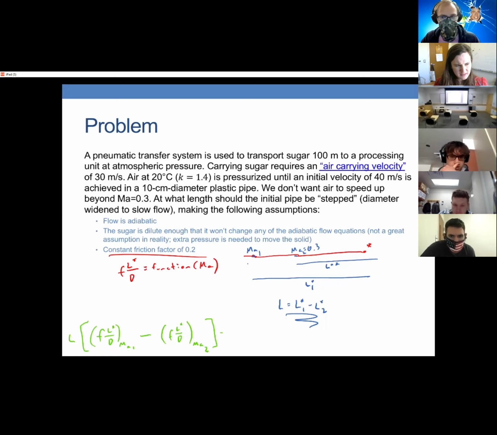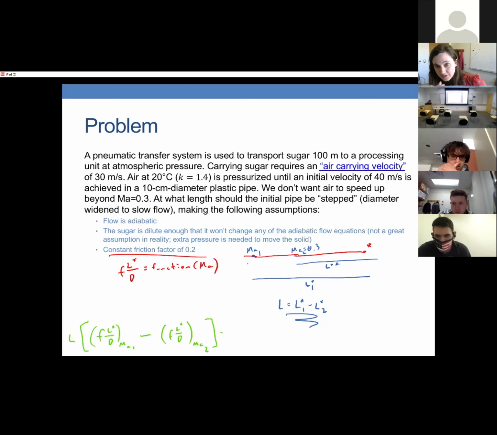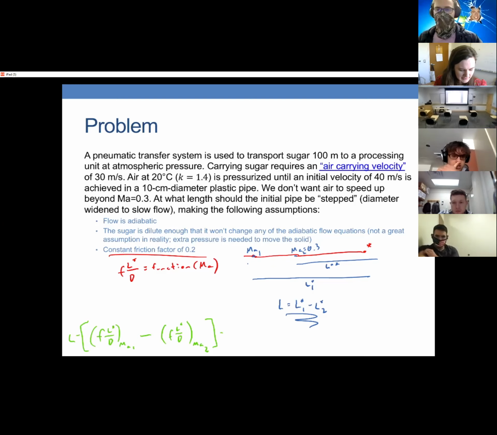Okay, all right, so we just took FL over D minus FL over D, which you can calculate out from the Mach numbers. What do I multiply this by to get the length? I was just multiplying by diameter over friction factor. Yep, exactly. That is a weird D. It's the weirdest D ever. Okay, there you go. And that'll just get you the length. So it's actually pretty straightforward.